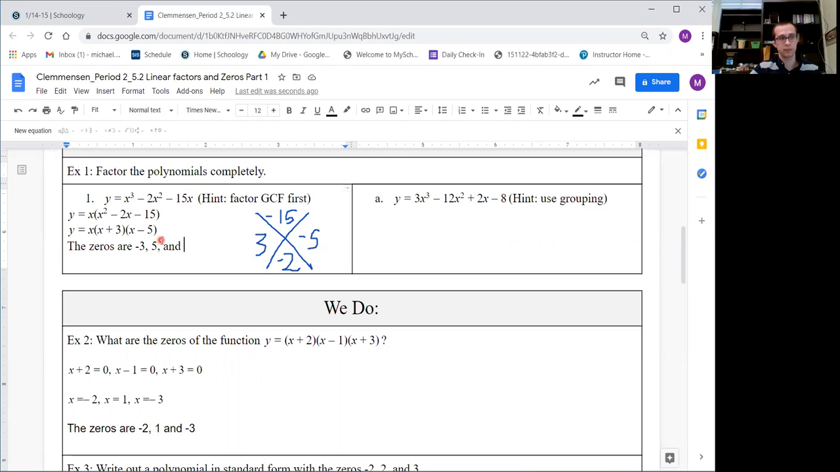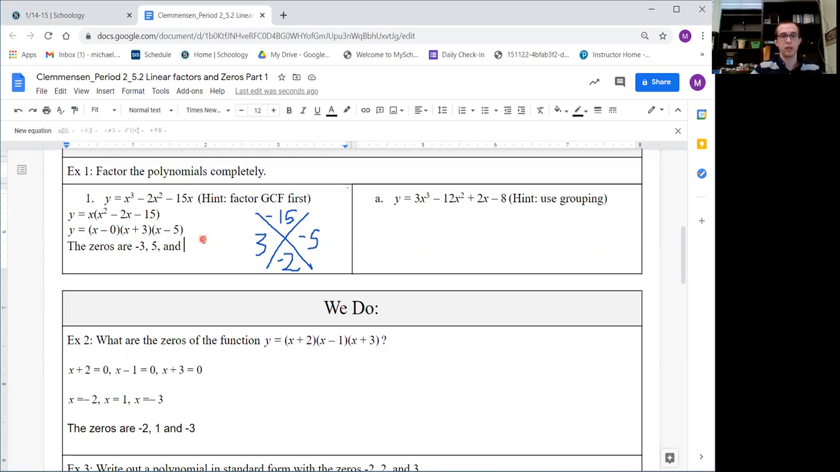It's a little tricky, right? Because it's not like the other ones where I can just take the opposite number. But what if I rewrote it like this? If I rewrote it like that, what would you think the 0 would be? Another correct answer, good.